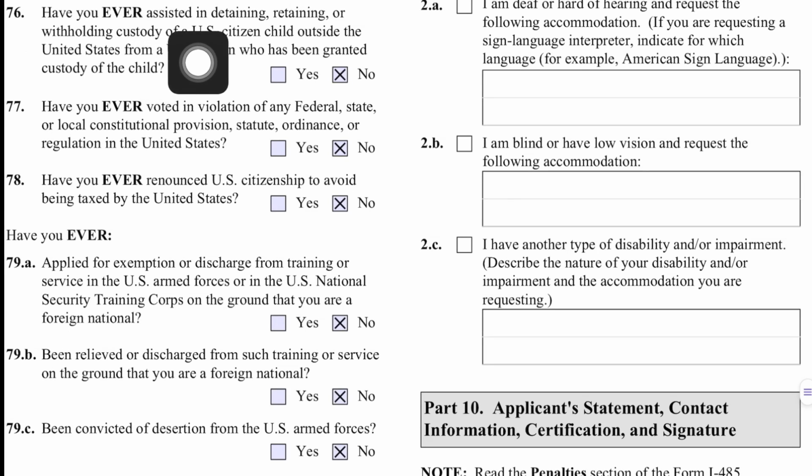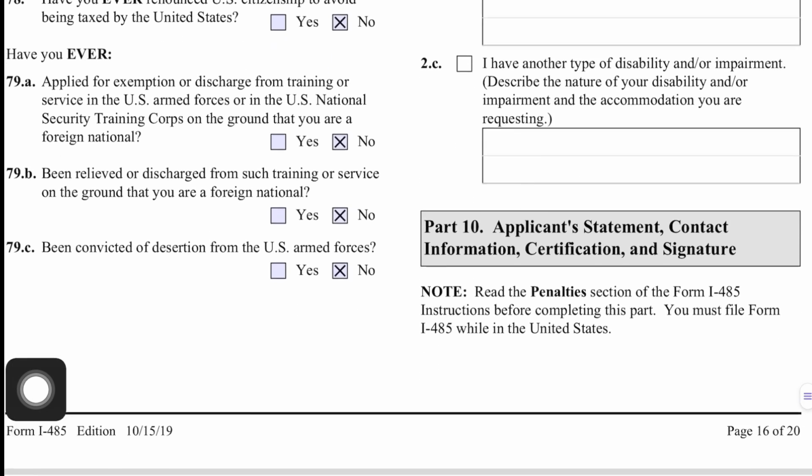76. Have you ever assisted in detaining, retaining, or withholding custody of a U.S. citizen child outside the United States from a U.S. citizen who has been granted custody of the child? No. Have you ever voted in violation of any federal, state, or local constitutional provision, statute, ordinance, or regulation in the United States? No. Have you ever renounced U.S. citizenship to avoid being taxed by the United States? No. Okay.